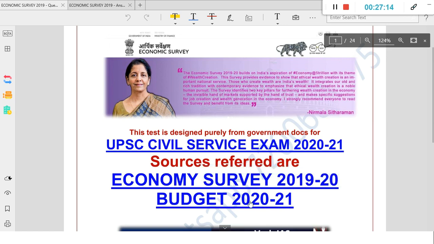So again, all these are hyperlinks. In the first cover page itself, when you click on this, it will take you to my YouTube page, and these two things will take you to the official government pages. So let us open that also parallelly. I'll click on this.